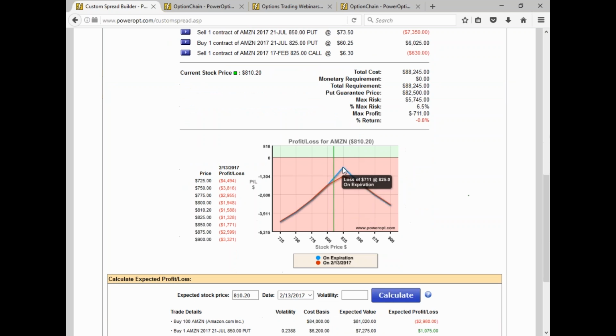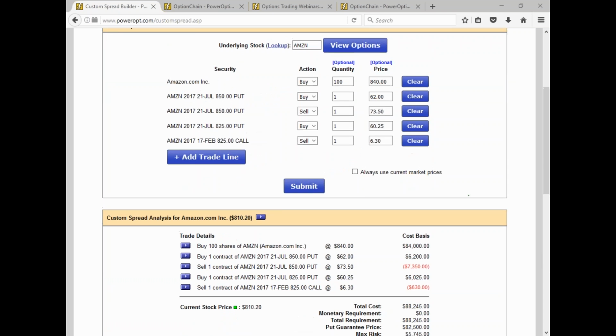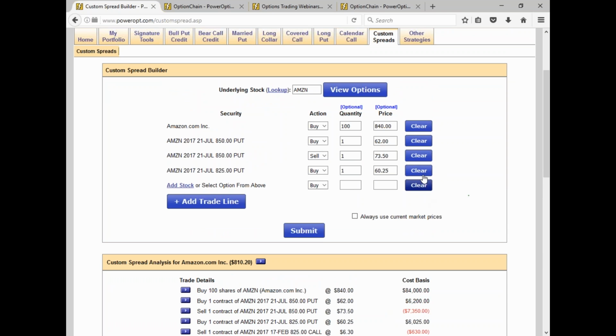Okay, but you see now you're getting a little bit closer. It's not as deep of a loss here, but it's still not something I would do. I don't want to see it all in the loss zone. That's why I don't chase the stock down by selling a call at a lower strike price, because I have had that happen before.